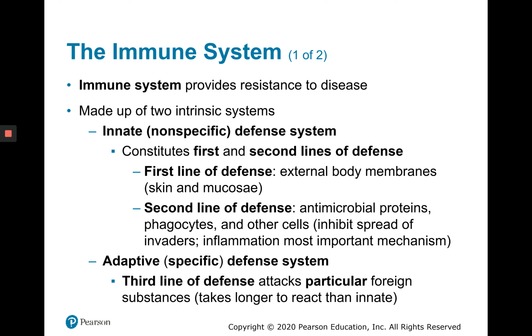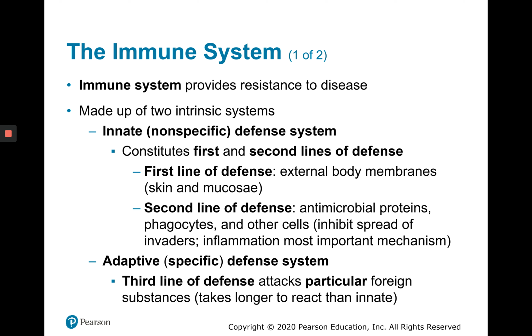The innate defense system includes both the first and second line of defense. The adaptive defense system includes the third line of defense. The adaptive defense system is specific because it attacks particular foreign substances. It is specific for a particular antigen, but it does take longer to react than the innate, hence it being called adaptive. It takes time to adapt. The innate defense system is going to act first.